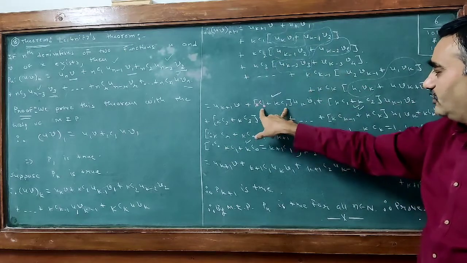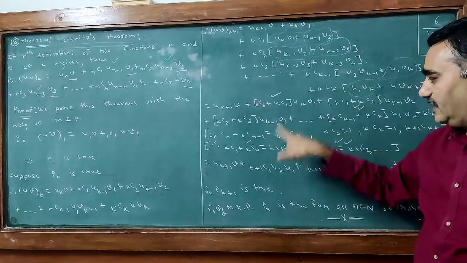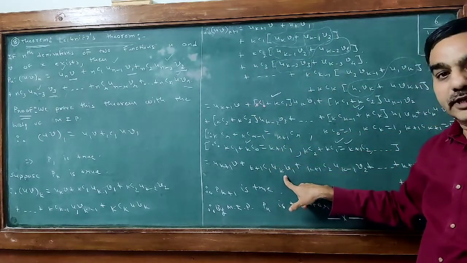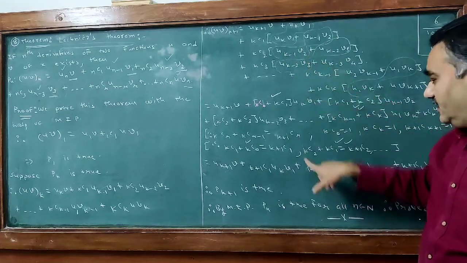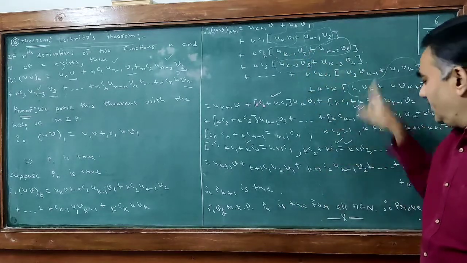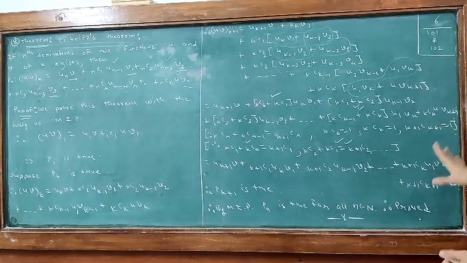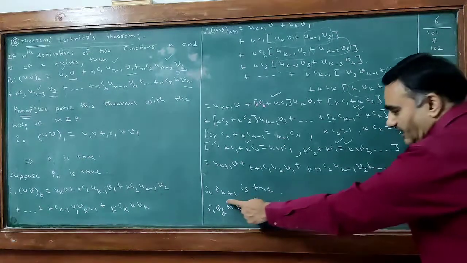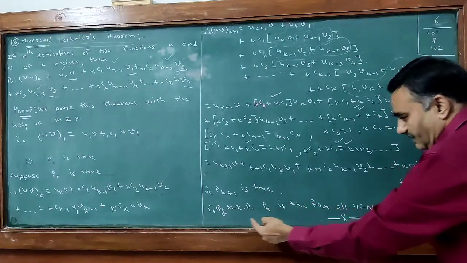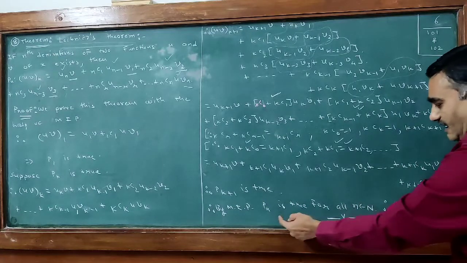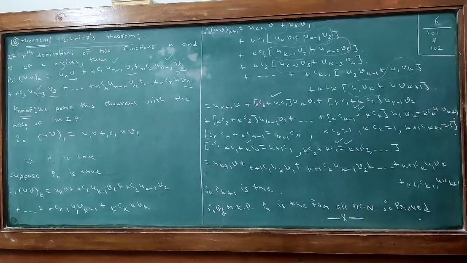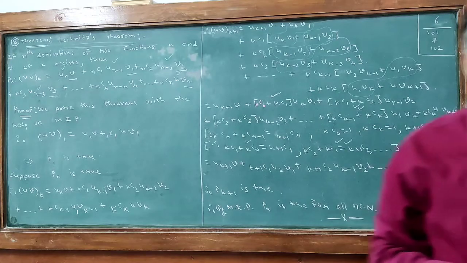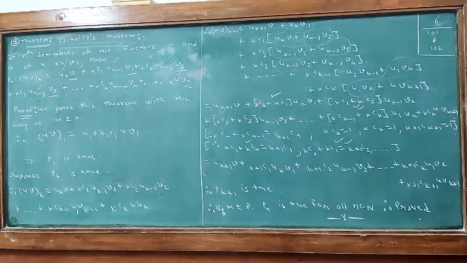Now if we combine both of them, it will become k+1C1 uk v1, k+1C2 uk-1 v2, and up to the last term, and therefore Pk+1 is true. Therefore, by the principle of mathematical induction, Pn is true for all n in N, and therefore it is proved. So, have a quick look by yourself.